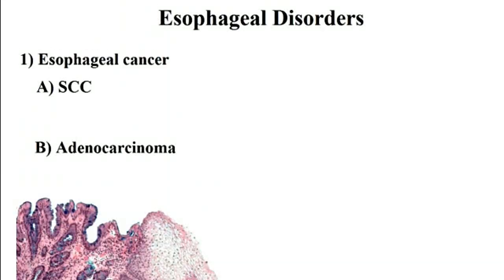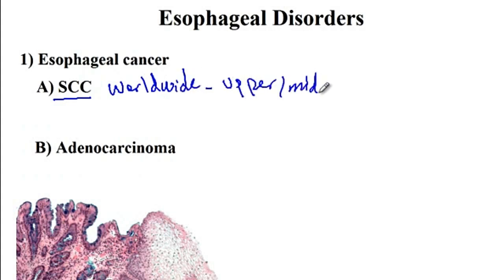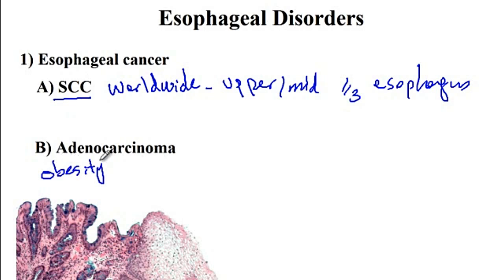So starting with esophageal cancer, there are two types: squamous cell carcinoma, which is the most common type of esophageal cancer worldwide, and it affects the upper as well as mid 1/3 of the esophagus. In the US, squamous cell carcinoma used to be the most common type, but for the past few decades, since there was more incidence of obesity, which is a risk factor, adenocarcinoma is the most common type of esophageal cancer in the USA. But squamous cell carcinoma remains the most common cause of esophageal cancer worldwide.